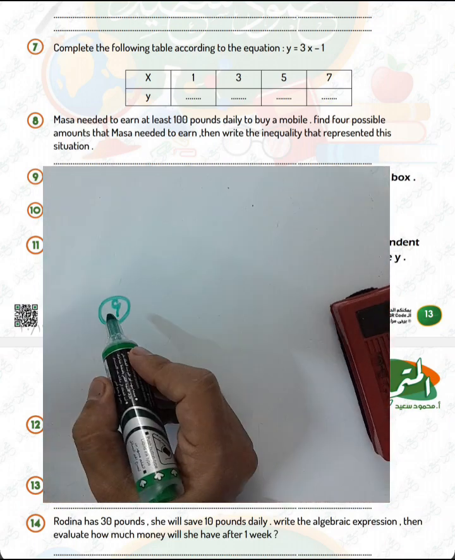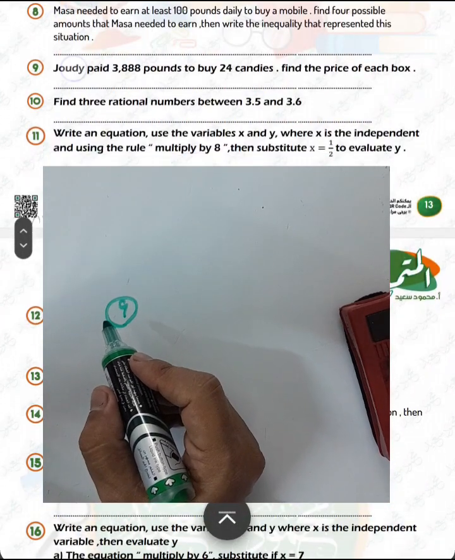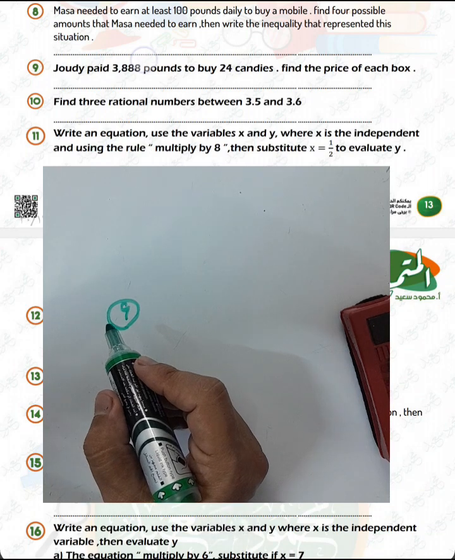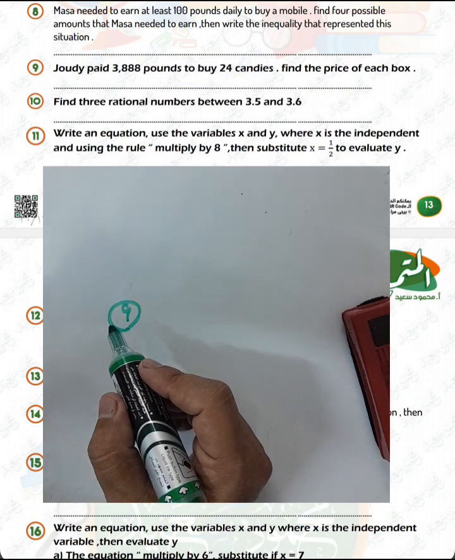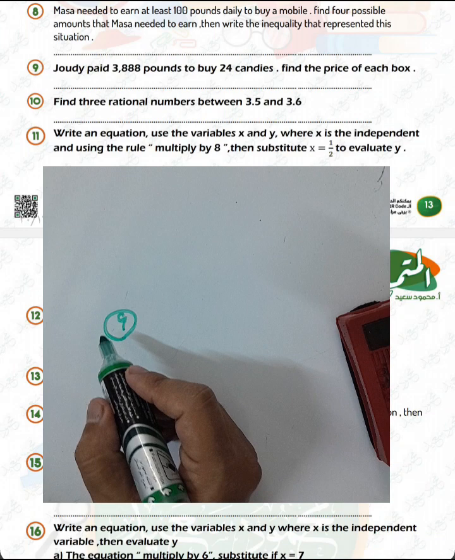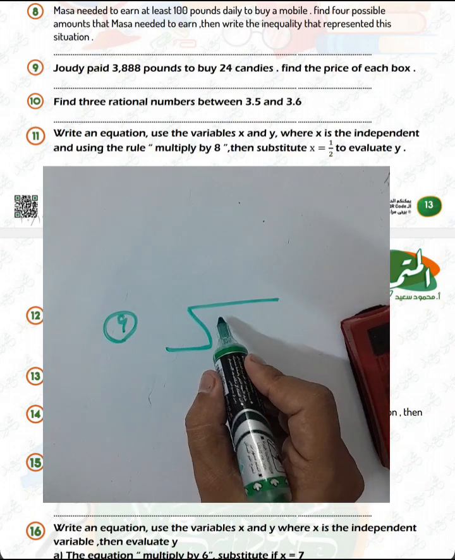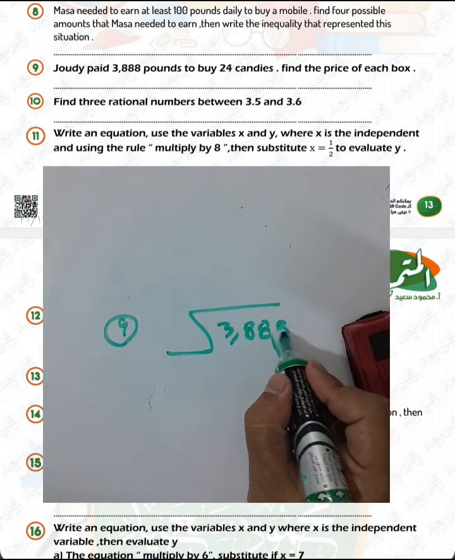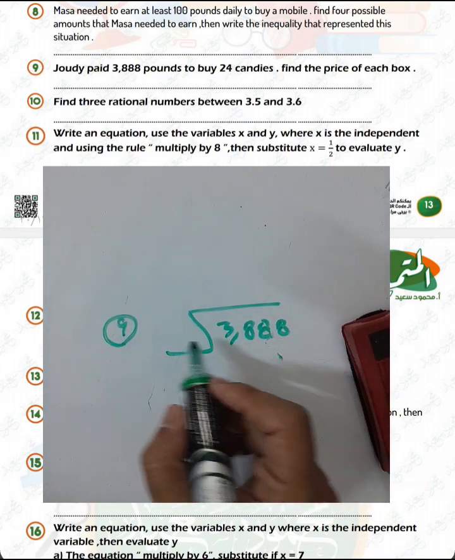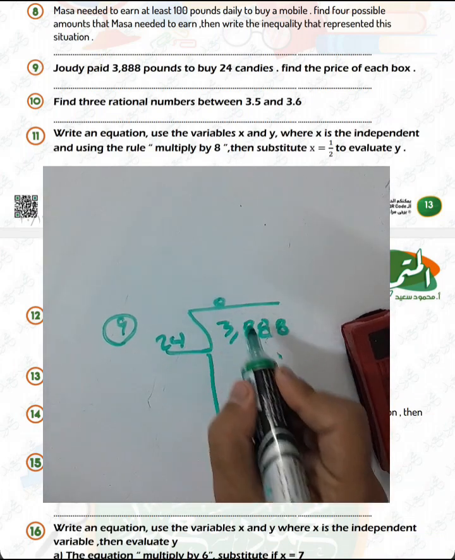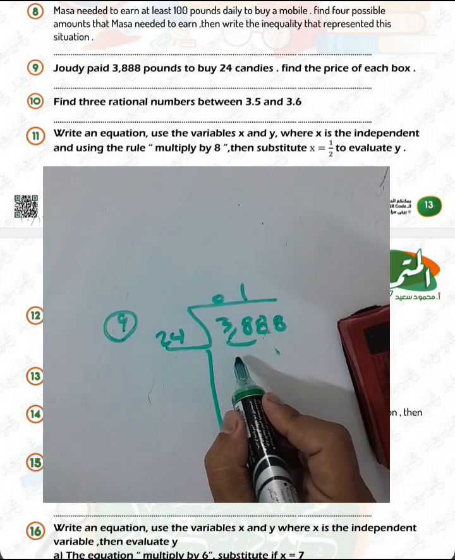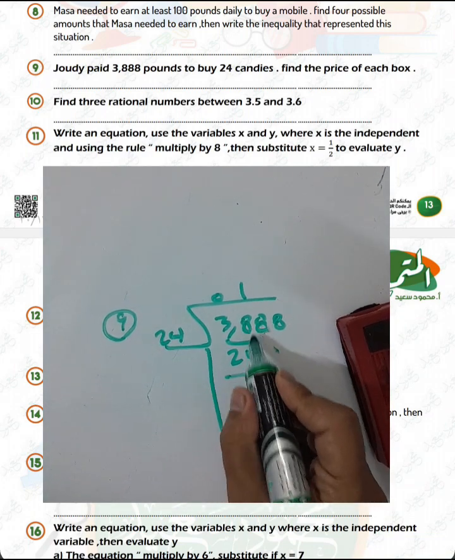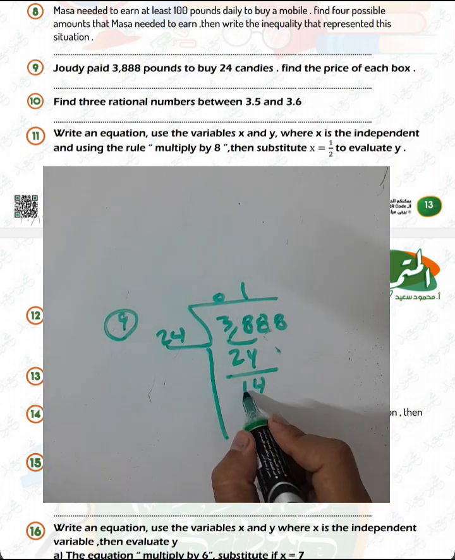Question number 9. Judy paid 3,888 pounds to pay 24 candles. Find the price of each one. We can use division between two numbers. 3,888 divided by 24. 3 is less than 38, so divide 38 by 24, write 1 and write 24 here. 8 minus 4 equals 4. 3 minus 2 is 1, drop 8.